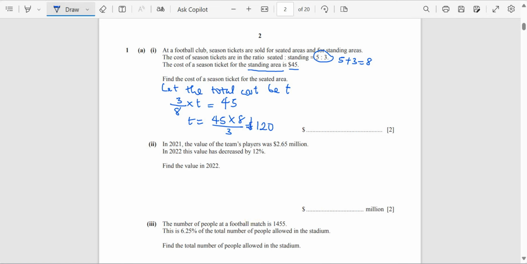If the total cost is 120 and the cost for the standing area is $45, we can easily get the cost for the seated area. That's 5/8 times 120, and that will give us 75. So the answer here is $75.